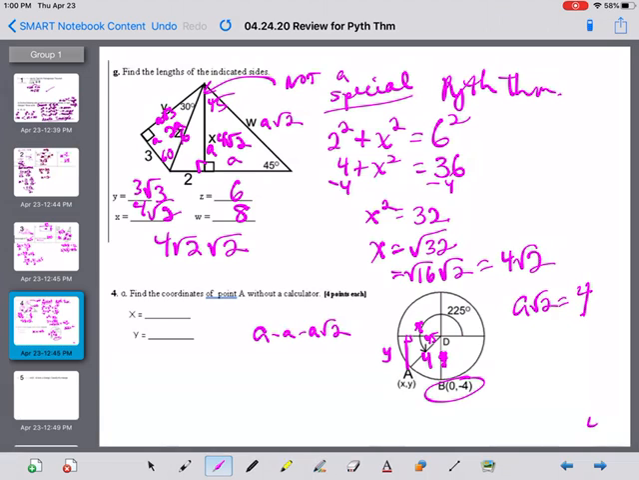So if A radical 2 is 4, A is 4 over radical 2. Simplify the radical, of course. 2 radical 2. And since we're in quadrant 3, the ordered pairs are both negative.